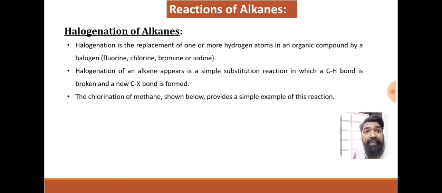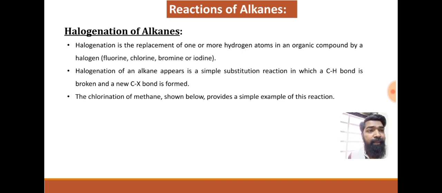Halogenation of an alkane appears as a simple substitution reaction. Yes, the very basic properties of the reactions are there. The types of the reactions are substitution, addition, nucleophilic substitution, nucleophilic addition. These are the types of reaction. So you should remember how the substitution reaction takes place. Substitution means one substitutes for another. One substitute will take the other.